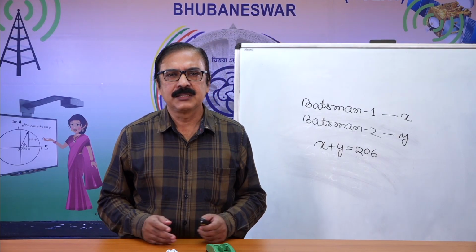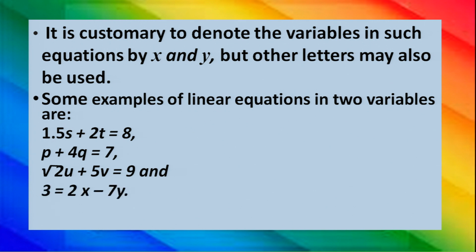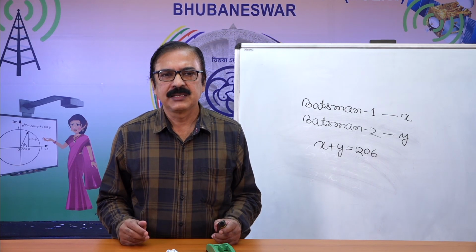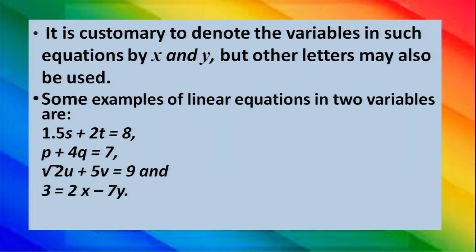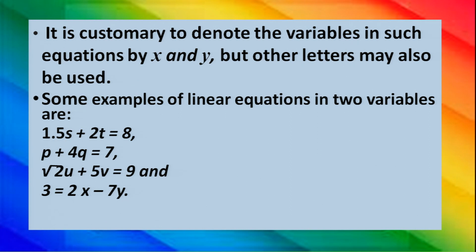Some examples of linear equations in two variables: 1.2s plus 3t is equal to 5, p plus 4q is equal to 7, root 2u plus 5v is equal to 9, and 3 is equal to 2x minus 7y. See, in the first three cases, we have used variables other than x and y, and in all those cases, the variable parts are on the left side of the equation. Now see, the last equation we can also write in this way, that the constant is to the left and the variable part is to the right of the equal sign. So here we have 4 examples of linear equations.